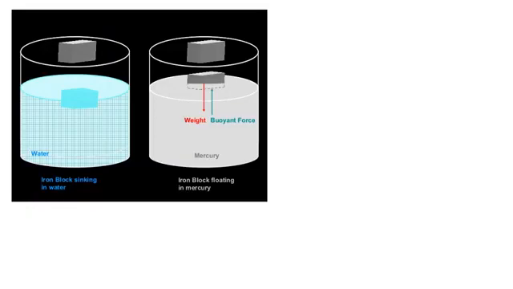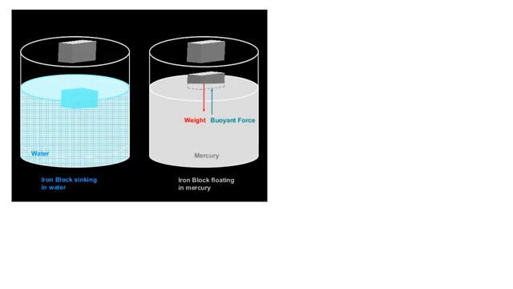Here we can see an iron block is sinking in water because iron has a density of 7.86, right? And here we can see that in mercury the iron block doesn't sink because mercury has a higher density. Mercury has a density of 13.54. And if I take a cork in water, the cork will float because cork has a density of 0.21.